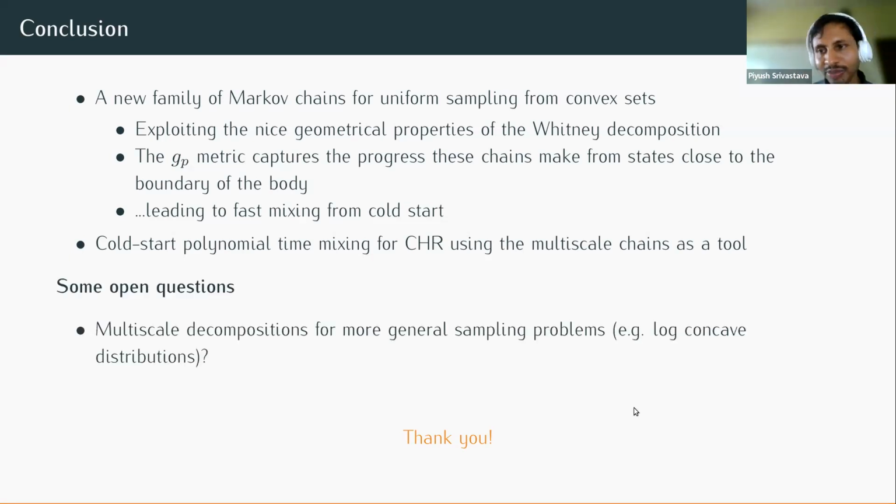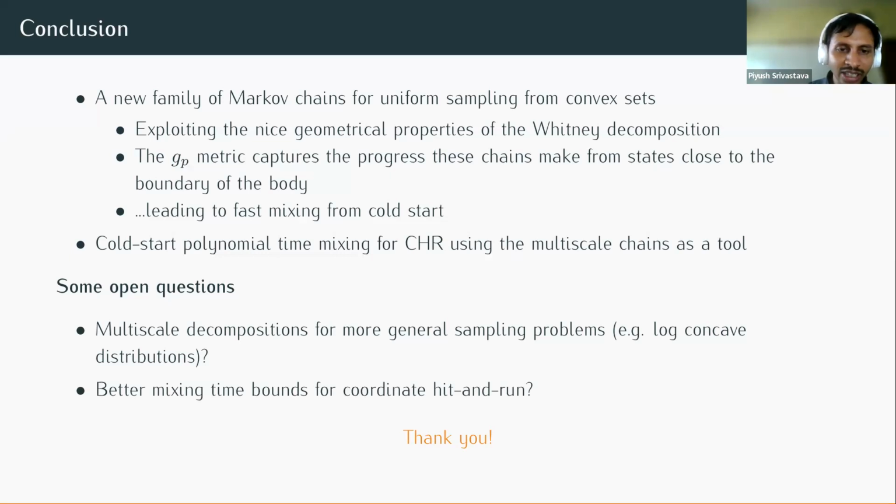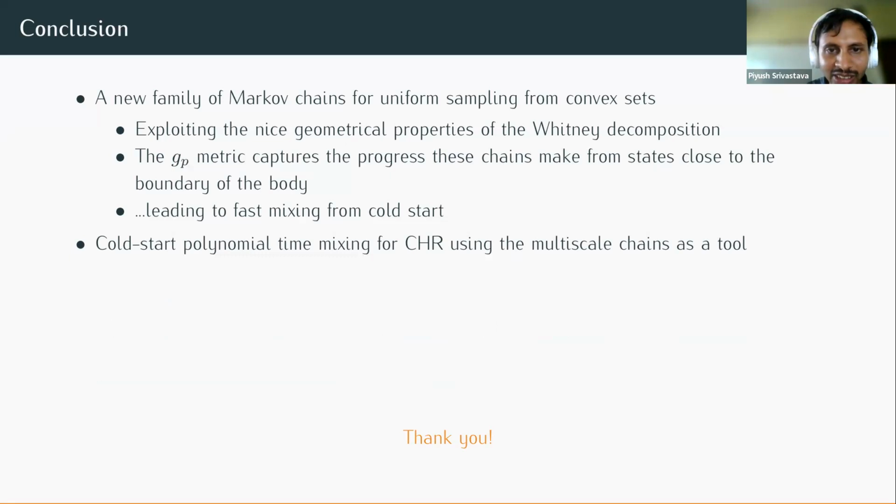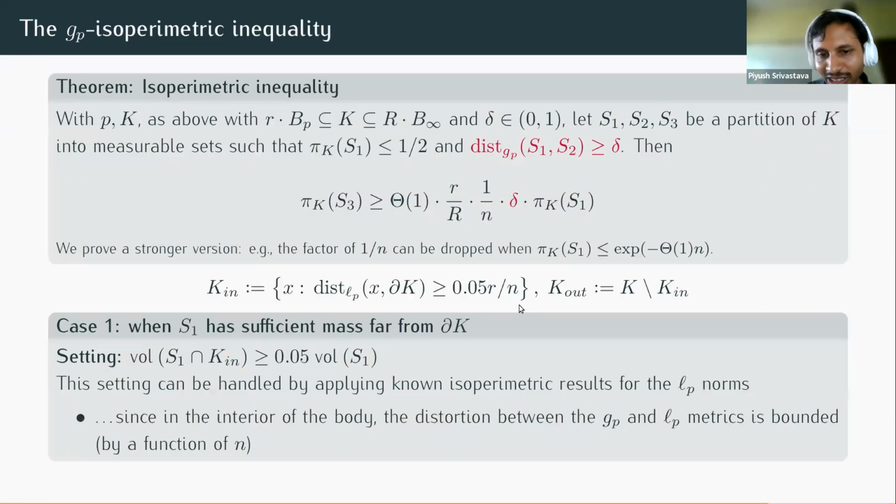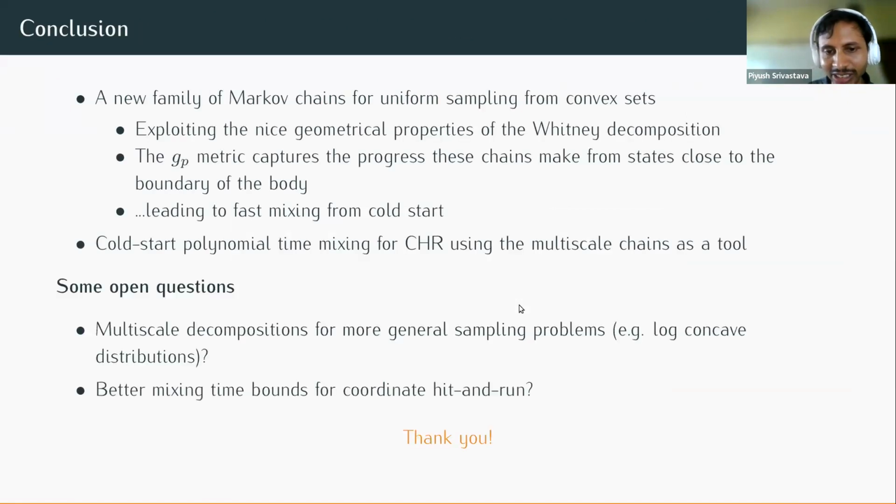So many things remain open. I always worked with convex bodies, but you can ask for more general sampling problems like arbitrary log-concave distributions. And it's not clear if multiscale decompositions help for that. Many of the other methods do work, like hit-and-run is known to work. Another question is how to improve the mixing time for coordinate hit-and-run. The kind of runtime, as I said, that we get is quite bad. It's like n to the 9 or something. That's not what I think people believe is the correct answer. Numerically, it seems much better.